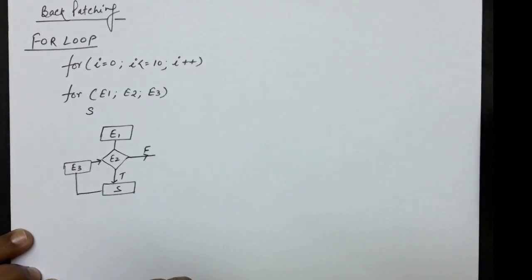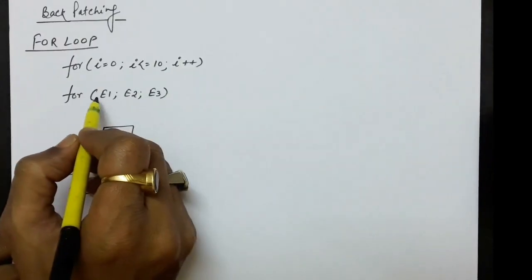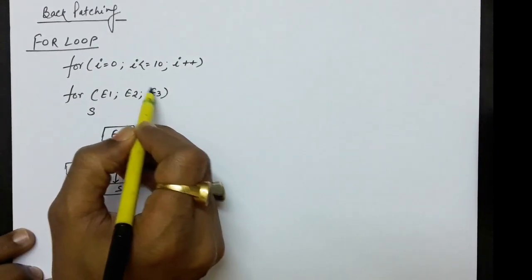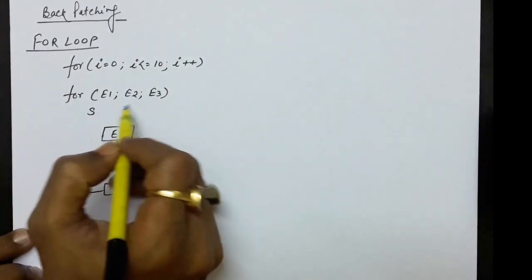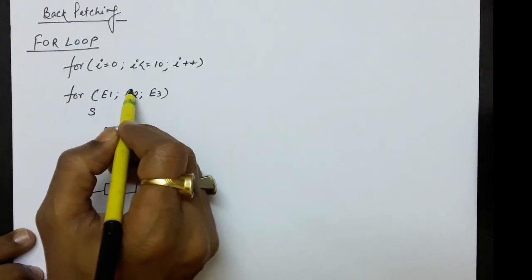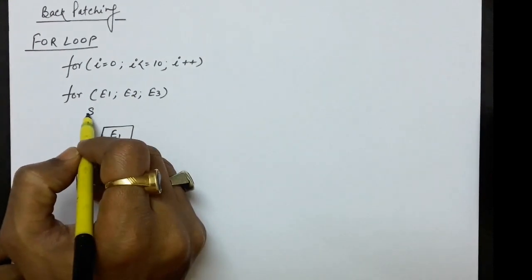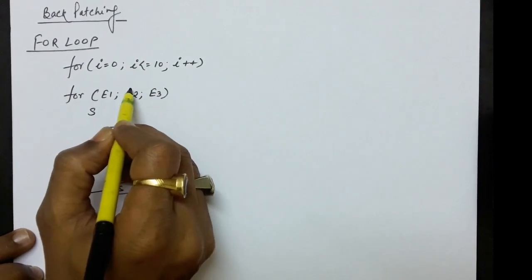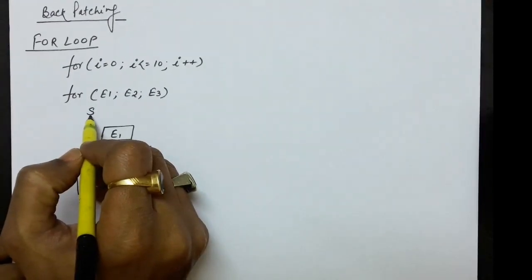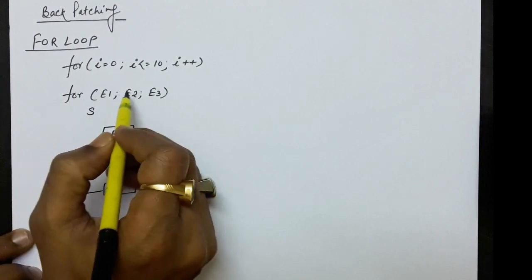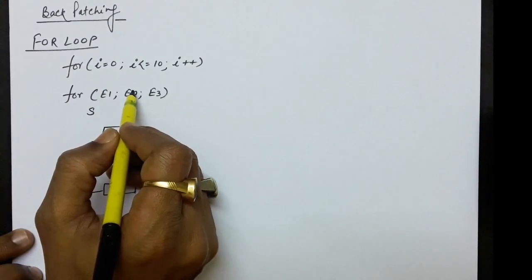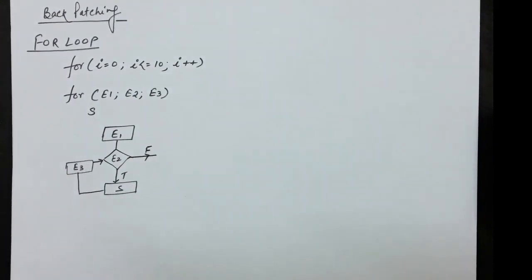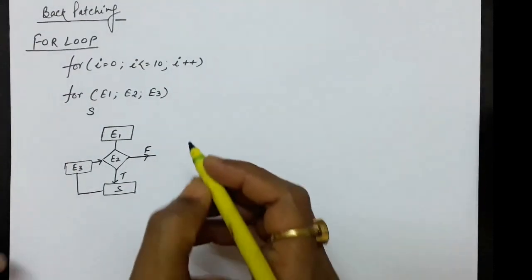of this loop. Okay, so the execution is like initialization, condition check, statement, increment, condition check, statement, then again increment, condition check, if the condition is true, statement, then increment, and again checking the condition. If the condition is true, we will execute the statement S. If the condition is not true, we will come out of the loop. Okay. Now, how these three address codes can be written for this?